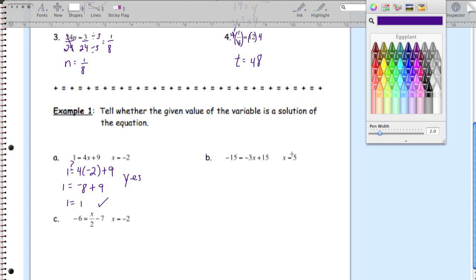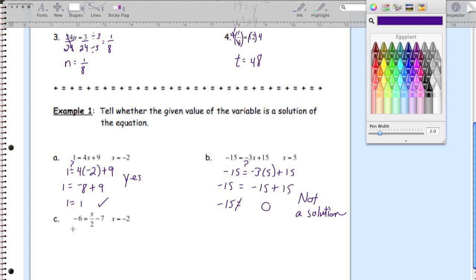For letter B, I'm going to substitute 5 in for x. So I have -15. Does it equal -3 times 5 plus 15? -3 times 5 is -15. -15 plus 15 is 0. So I bring this down just to finish off the problem, and -15 does not equal 0, so no, not a solution. To be proper, you would want to write that out.